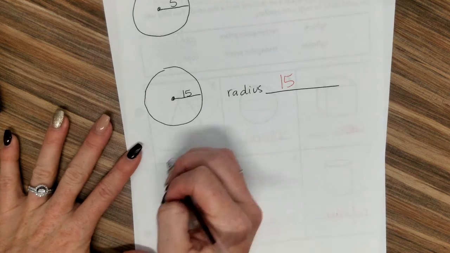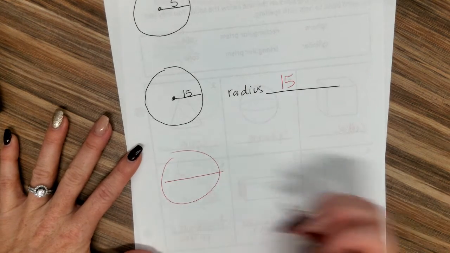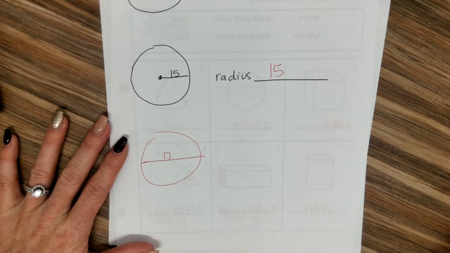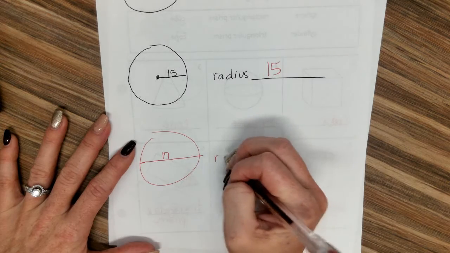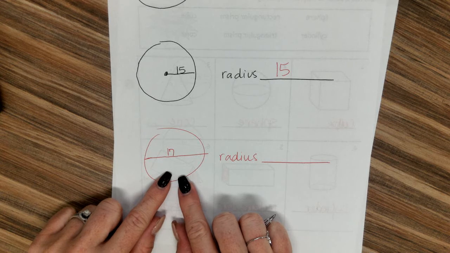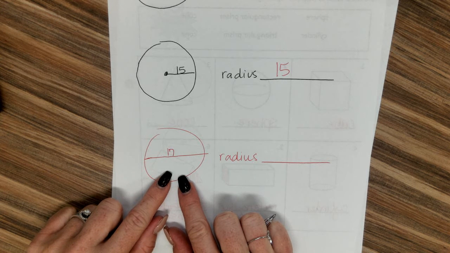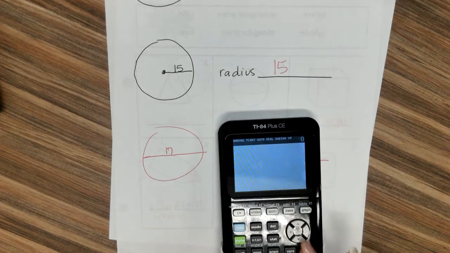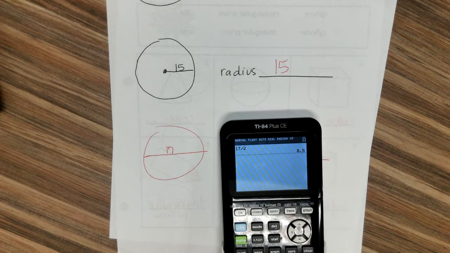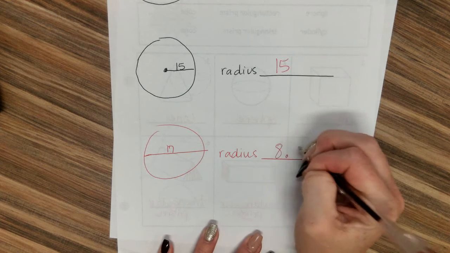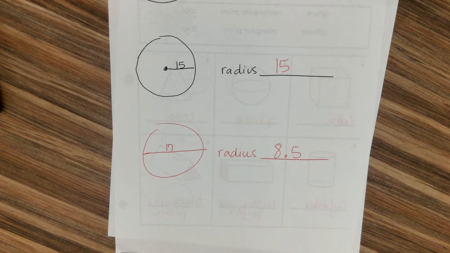So I want y'all to draw a circle. And I want you to put this is 17 all the way across. How would I find the radius of this circle? So how do I do that? Divide it by 2. You have to know how to do this today. So I would do 17 divided by 2 in my calculator. And my answer is 8.5. And that is how you find the radius of a circle.